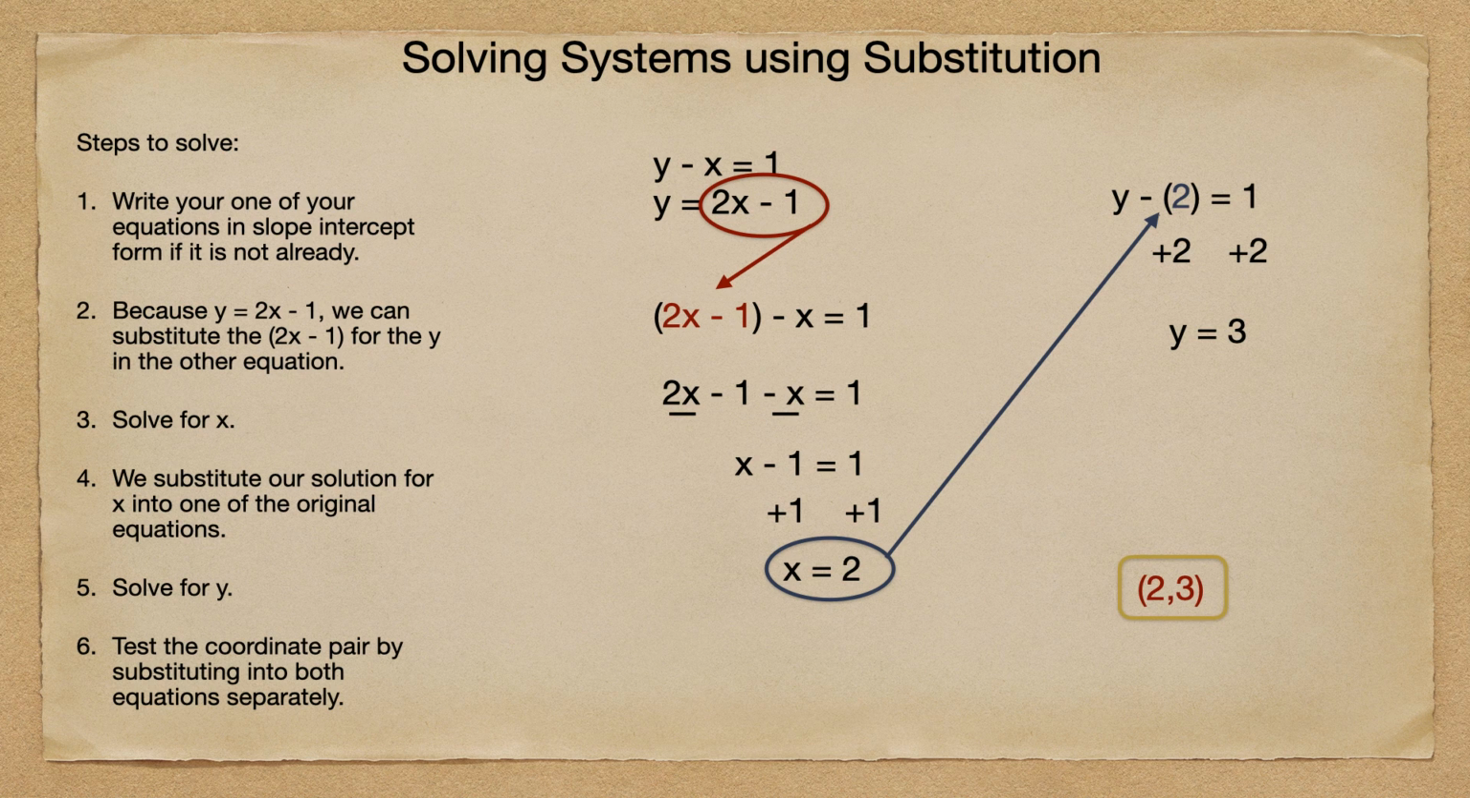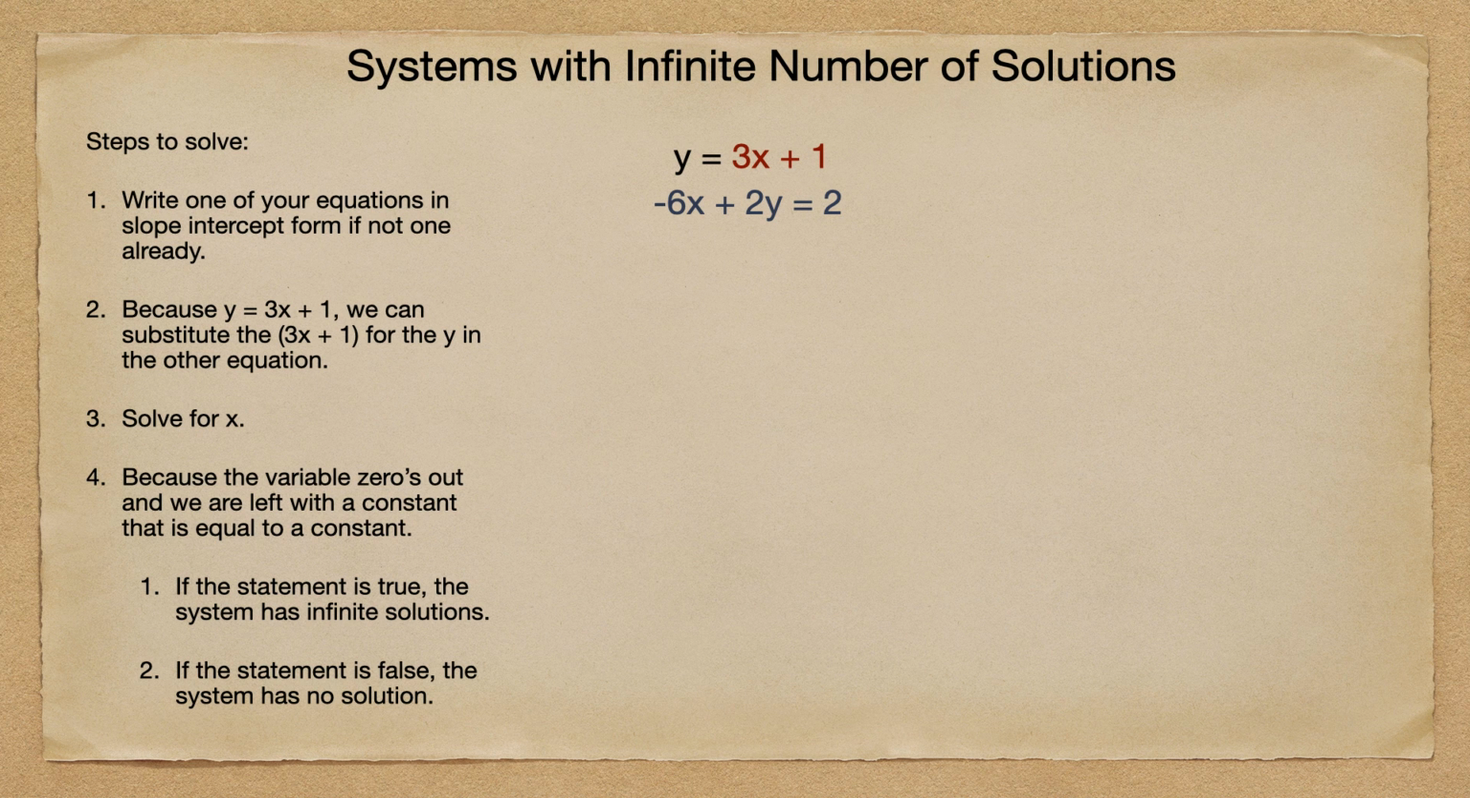Let's go ahead and take a look when a system has an infinite number of solutions. Here we have y equals 3x plus 1, which means we have one of our equations in slope-intercept form. And because y equals 3x plus 1, we're going to substitute in the 3x plus 1 for the other equation's y. So we're going to take that negative 6x plus 2, and in place of y, we're going to put that 3x plus 1, and then the remainder of the equation, which is equal to 2.